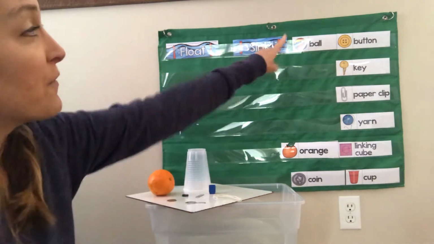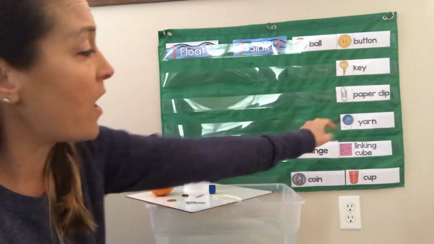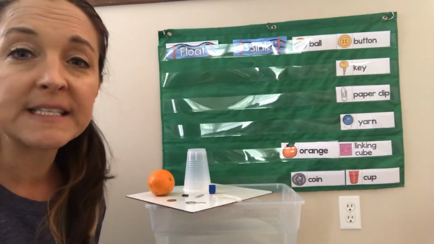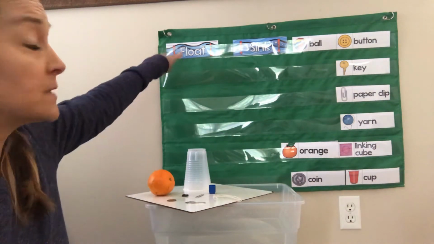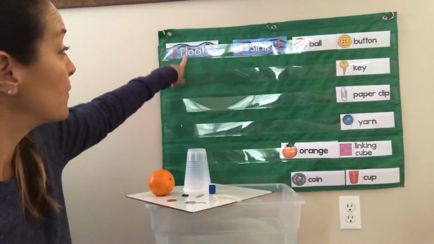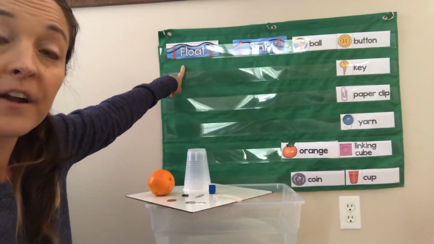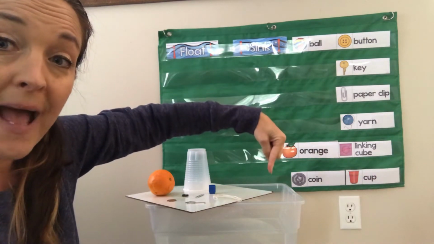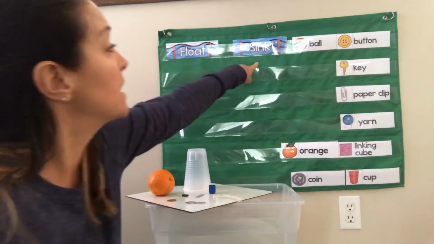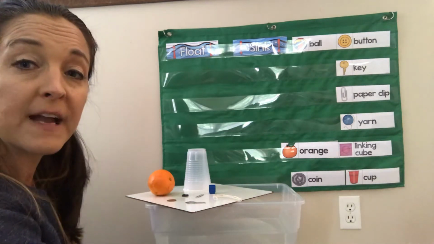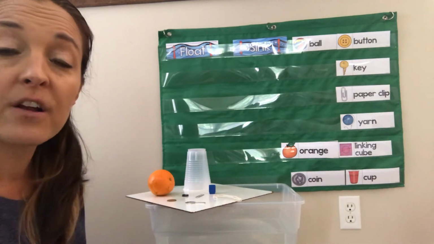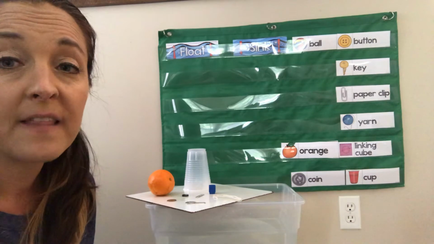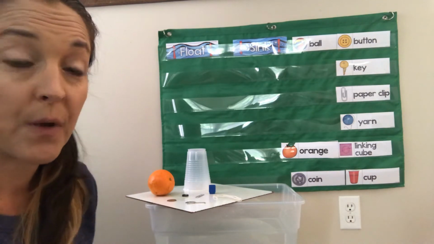So friends, over here on our word wall are all the things that we're gonna try today. If it floats, it stays on the top. We're gonna put it over here. If it sinks, which means it goes down to the bottom, then we're gonna put it under here. The way we're gonna find out is I have this bucket right here, and I'm gonna put the things in there and see what they do, okay?